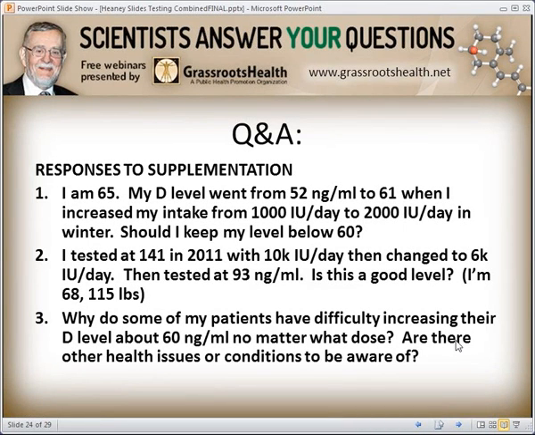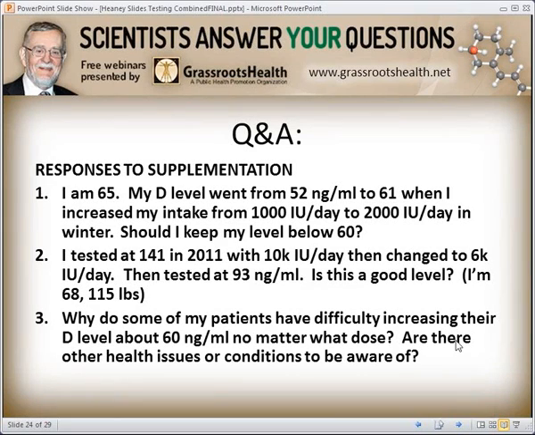Yes, that's a good level. You could afford to go lower still, because I'm not sure you'll be getting additional benefit. But what you do demonstrate here is that you're getting a bigger rise than somebody else might because you're a small person. And so the same amount put in your body produces a higher concentration. It's just that simple. So it's an interesting illustration. But 93 is safe, not to worry.